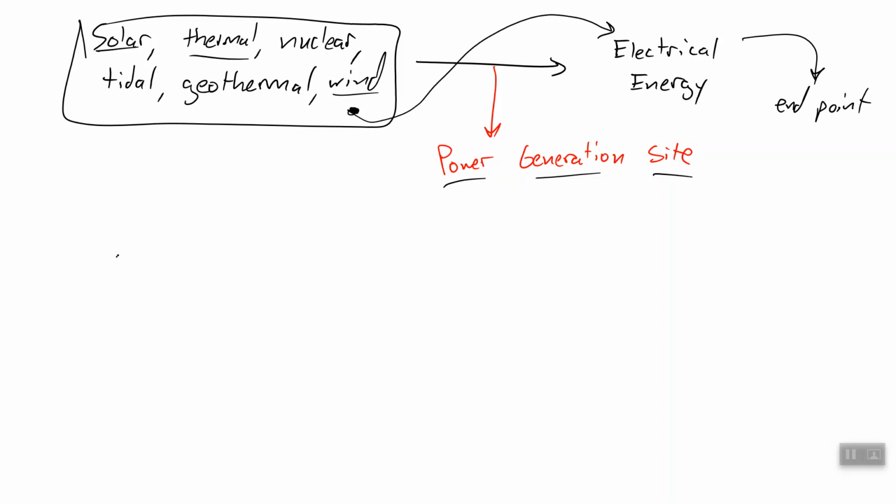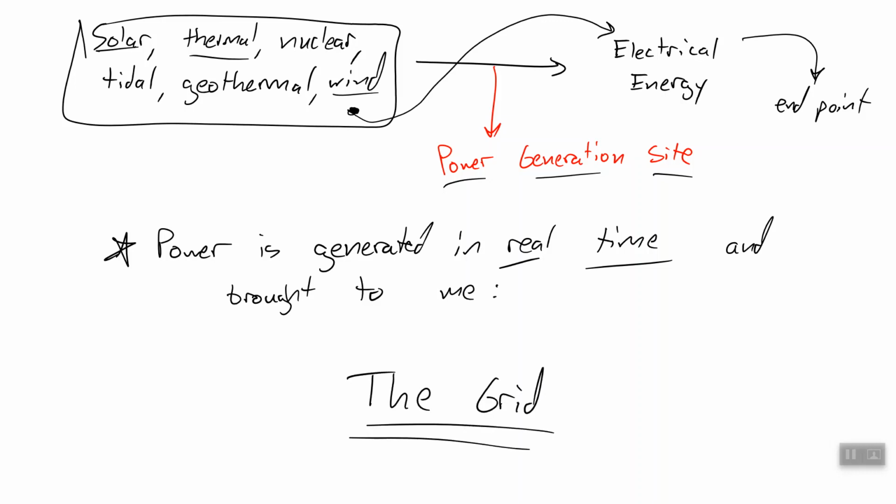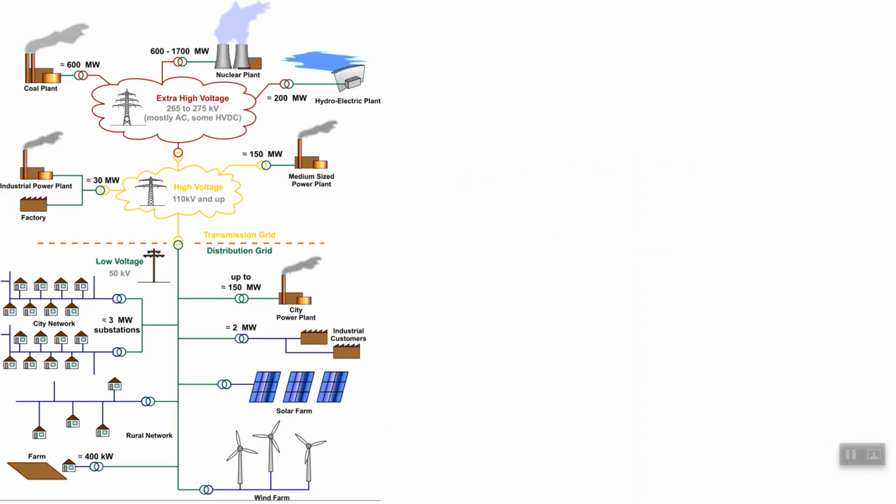Okay, so that power that you're using, it's actually generated in real time. That means the energy I'm using right now to create this video is being converted right now at this very second as I use it. And that energy is brought to me using the grid, the electric grid. So let's talk a little bit about the electric grid.